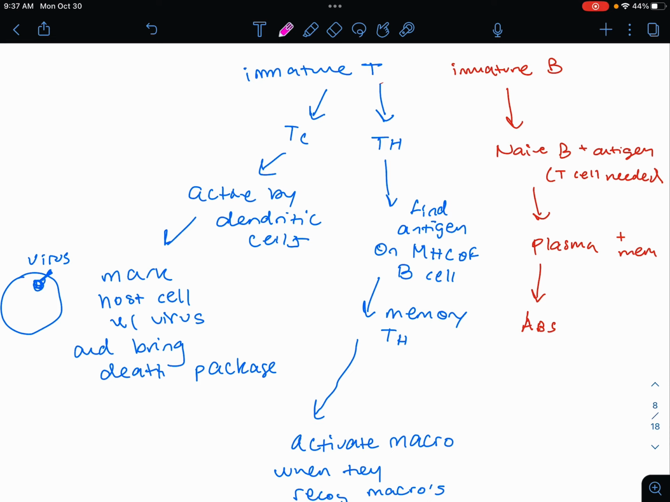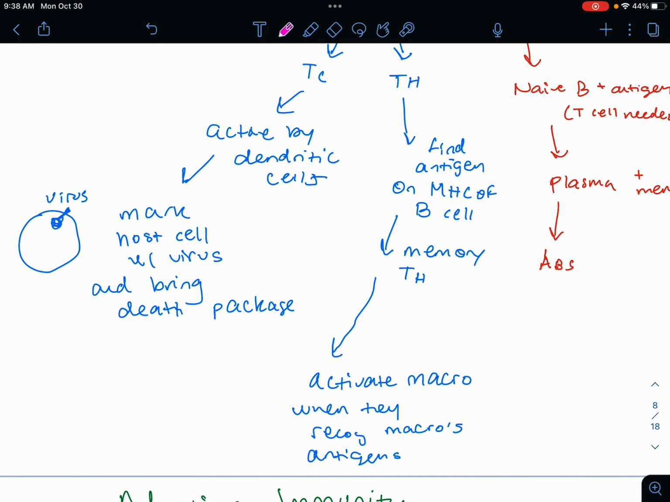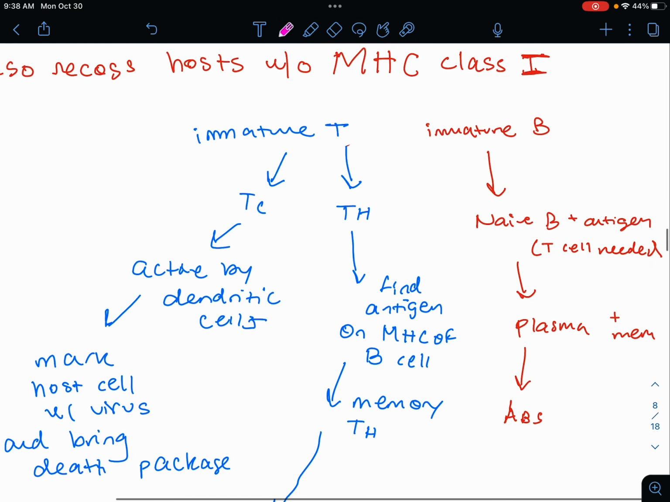The TH cells, the T helper cells, or CD4s, are going to find the antigen on the MHC of the B cell, and then this is going to cause the memory helper T cells, and then they're going to activate the macrophages when they recognize the macrophage's antigens. Again, it's displayed on the surface. We need presentation.